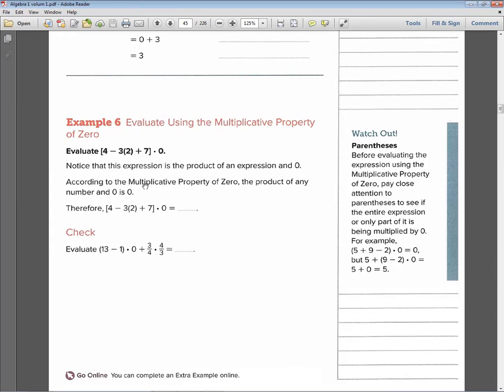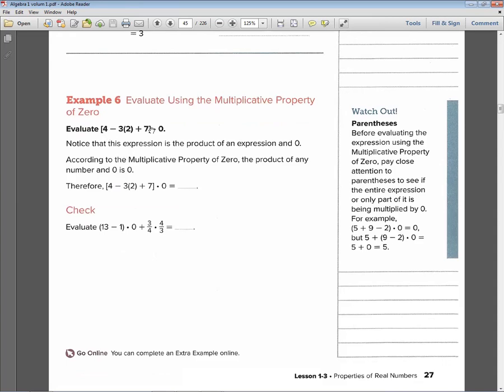PEMDAS. Powers, number 1. Exponent, number 1. Brackets, small bracket and the big bracket, number 2. Multiplication and division, number 3. Addition and subtraction, number 4. We have only 4 steps.